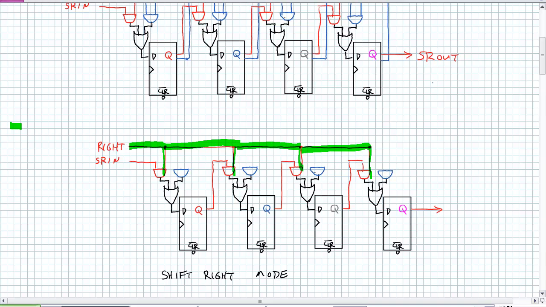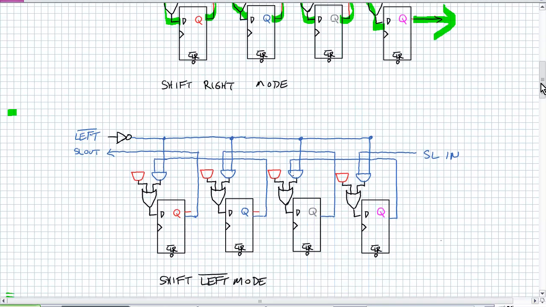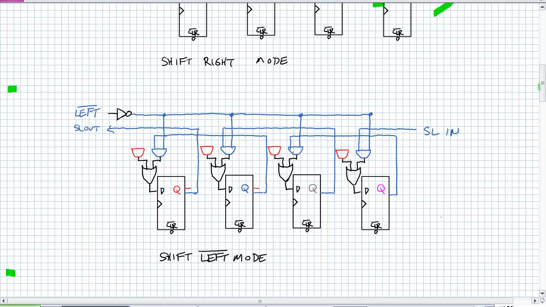What are those AND gates doing when they enable? Well, the shift right is being input. That stage's Q goes to that stage's D. This stage's Q goes to this stage's D. This stage's Q goes to that stage's D. Where's our output? Right there, as we'd expect. It's shifting right. What happens when we take that mode select to low, i.e. left mode?